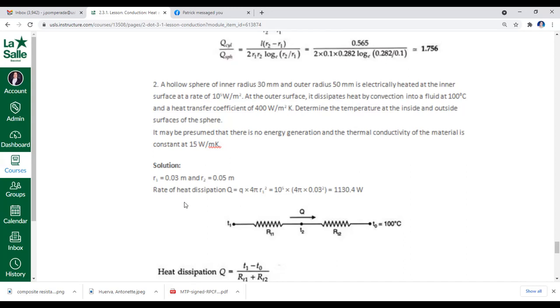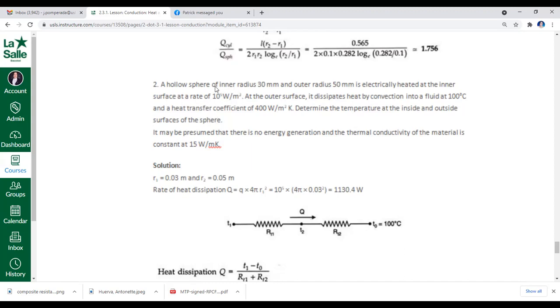So our given for this problem would be the inner radius converted already to meters and the outer radius as well converted to meters in here. The rate of heat dissipation, meaning the rate in which heat is being transferred from the heated inmost surface of your sphere to the outermost surface of your sphere, is given as 10 raised to 6 in here.